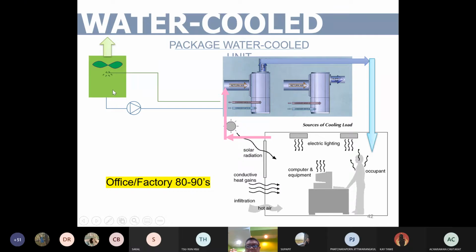This one is quite efficient, and they're still using it in many office buildings in Bangkok. In the 90s there were so many office buildings in Thailand that used the packaged water cool. As you see, the upper part of the packaged water cool is the evaporator, or we call it the air handling unit inside. They use the return air from the occupied rooms back to the packaged water cool, and then they supply the cold air in the room. This one is a packaged water cool.